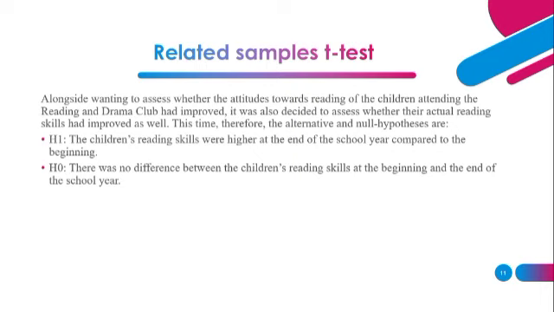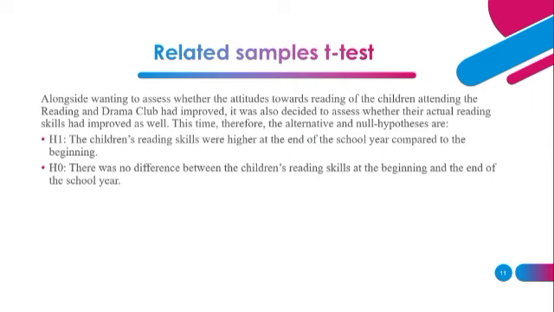The next is the related samples t-test. Alongside wanting to assess whether the attitudes towards reading of the children attending the reading and drama club had improved, it was decided to assess whether their actual reading skills had improved as well. This time, therefore, the alternative and null hypotheses are: H1, children's reading skills were higher at the end of the school year compared to the beginning. The second, H0, there was no difference between the children's reading skills at the beginning and the end of the school year.